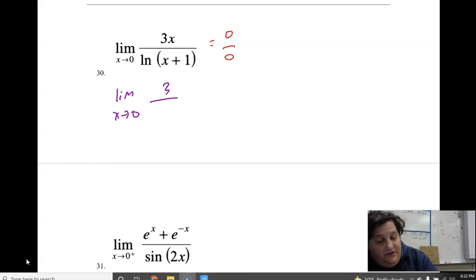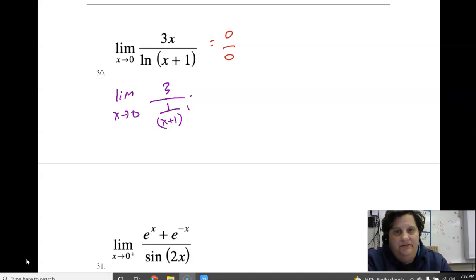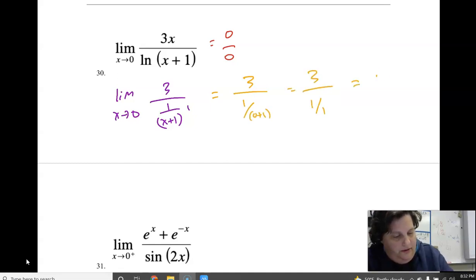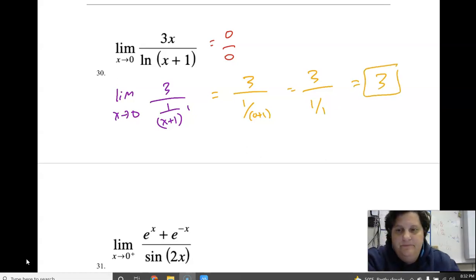Derivative of 3x is 3. The derivative of ln of x plus 1 is 1 over x plus 1 times 1, because of the derivative of the inside, okay? Now, I'm just going to go ahead and leave it like this. I'm not even going to simplify it, you guys, because look, when I plug in 0, I get 3 and then 1 over 1, which is just 3. Okay?